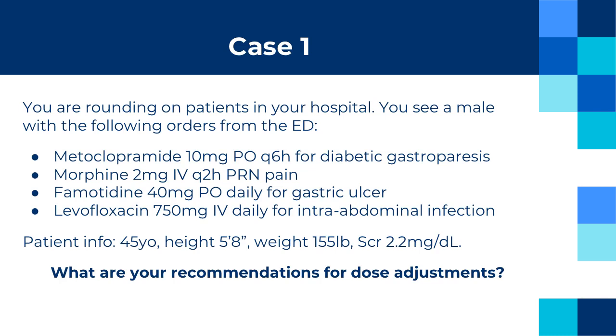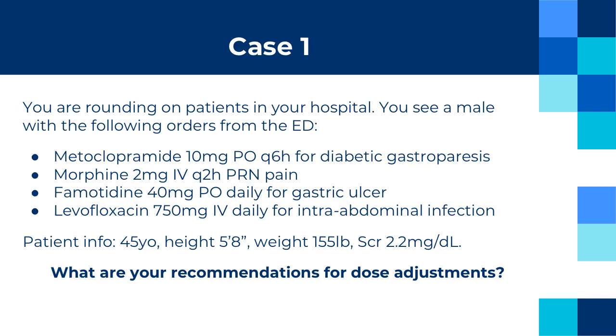So let's do a few cases to solidify what we've learned. You're rounding on patients in your hospital and you see a male patient with the following orders from the emergency department. Metoclopramide 10 milligrams PO Q6H for diabetic gastroparesis. Morphine 2 milligrams IV Q2 hours PRN pain. Famotidine 40 milligrams PO daily for gastric ulcer. And levofloxacin 750 milligrams IV daily for an intra-abdominal infection.